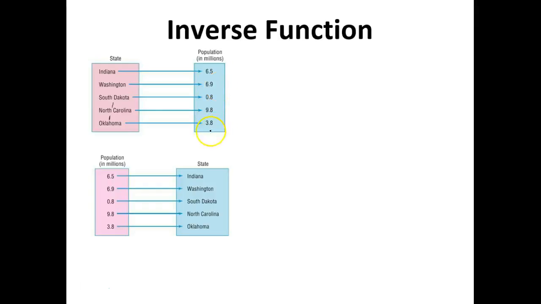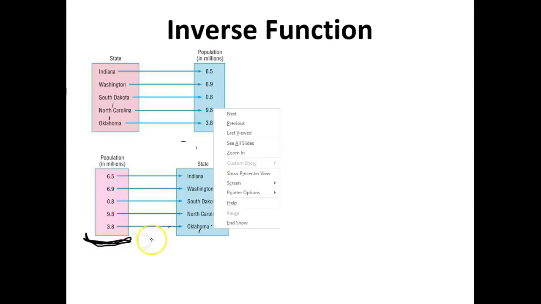The inverse would say, can you cover up the states, or can you instead take the population? Can you look at the population of those and determine what state it is? If we can look at the population and determine what state it is, that would be the inverse. It would be like the original function. Somebody tells you, hey, Indiana has 6.5 million people. And then you turn around and say to somebody else, hey, this state has 6.5 million people. Do you know what state it is? And they say Indiana. That would be like the inverse.